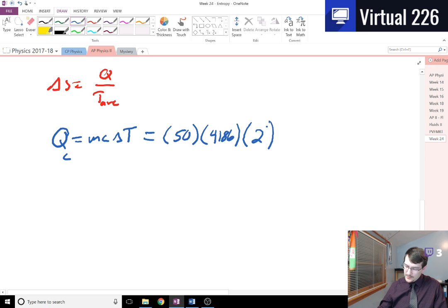If we map that all out, 2 times 50 is 100, which means we're getting some extra zeros off of this, which means we're getting, and I'll write it in slightly easier notation, 4.186 times 10 to the 5 joules.